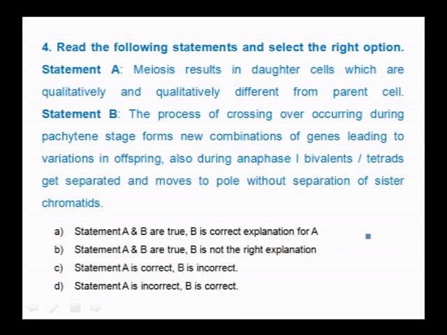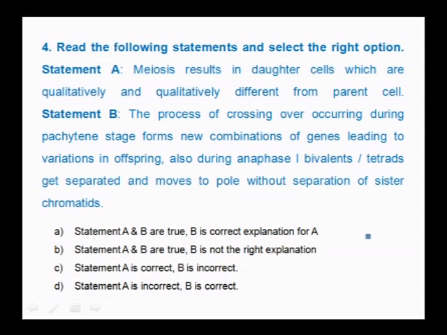Question 4. Read the following statements and select the right option. Statement A. Meiosis results in daughter cells which are qualitatively and quantitatively different from the parent cell. B. The process of crossing over occurring during pachytene stage forms new combinations of genes leading to variations in the offspring. Also during anaphase 1, bivalents or tetrads get separated and move to the pole without separation of sister chromatids. This question is actually the explanation for the third question. Statement B clearly explains why anaphase 1 is considered the reducing stage.